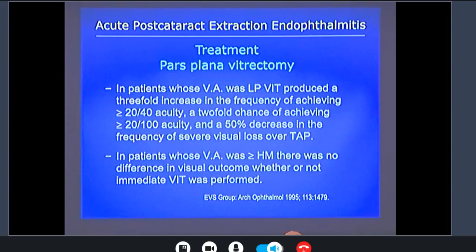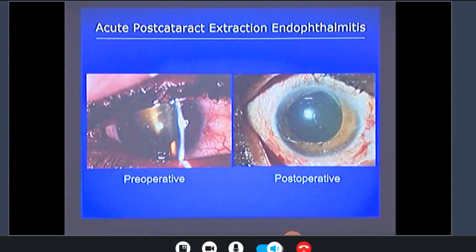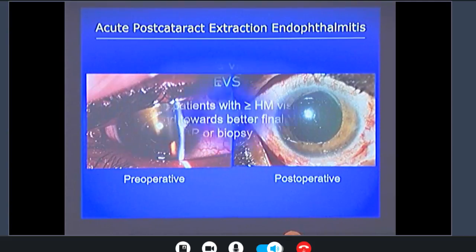If the vision is hand motion or better, there was no difference between those patients who received vitrectomy and those who received just intravitreal antibiotics. This is an example of a patient that I operated on many years ago. This is preoperative, dense vitreous involvement, no red reflex, and postoperatively after vitrectomy and intravitreal antibiotics.